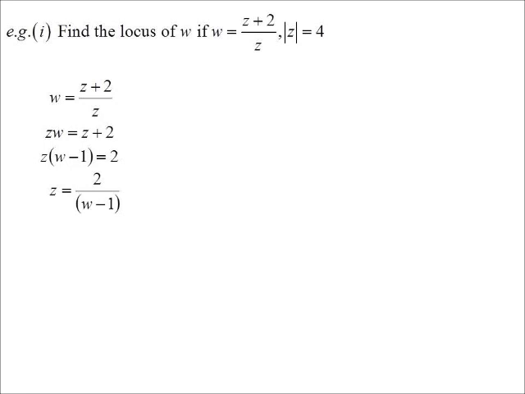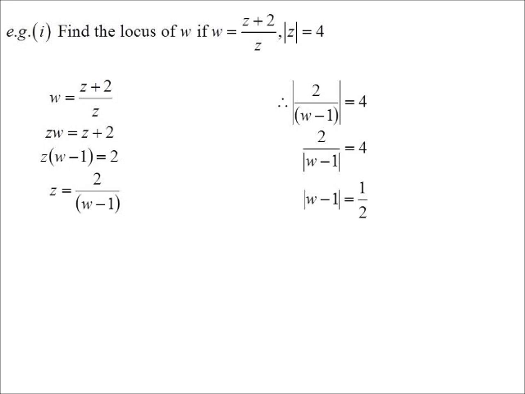Because if the modulus of z is equal to 4, I can now say, hang on, z is equal to 2 on w minus 1, so the modulus of that must equal 4 as well. Now we've got to work out what this locus is. The modulus of 2 is just 2, so I can work that one out. And on the bottom of the fraction, I just have the modulus of w minus 1.